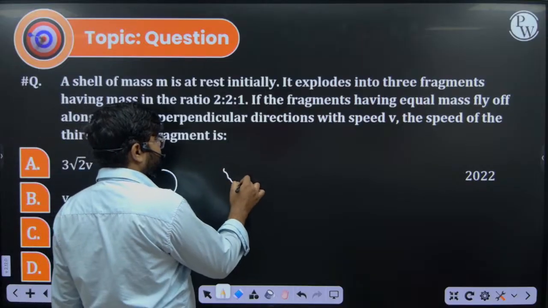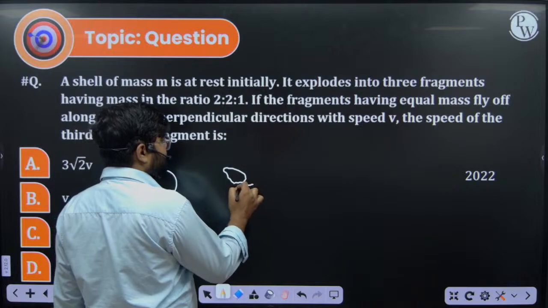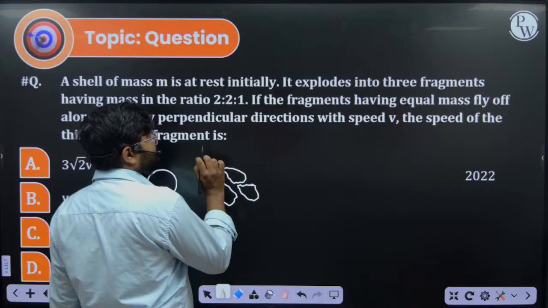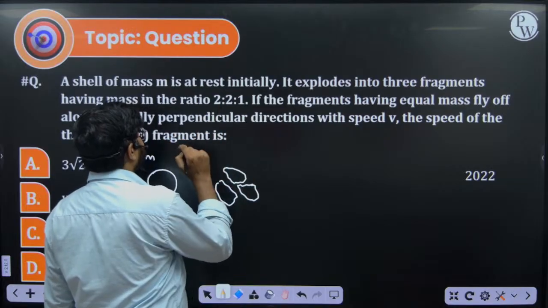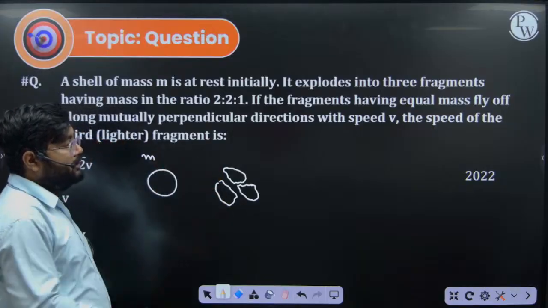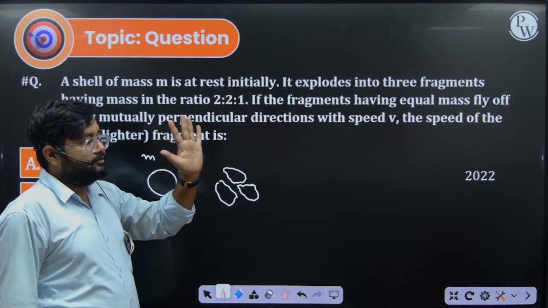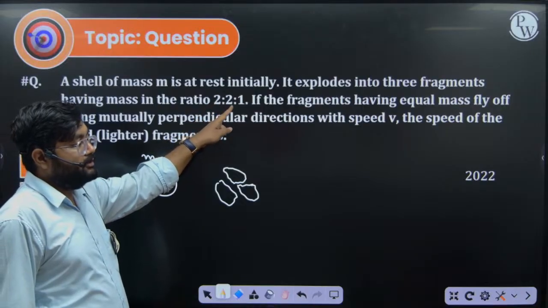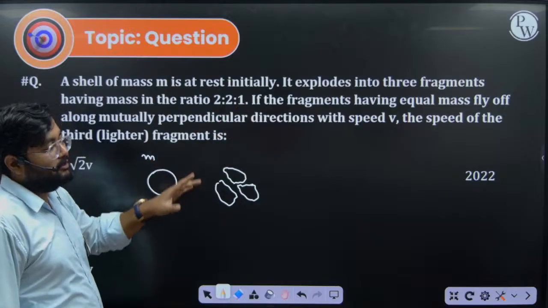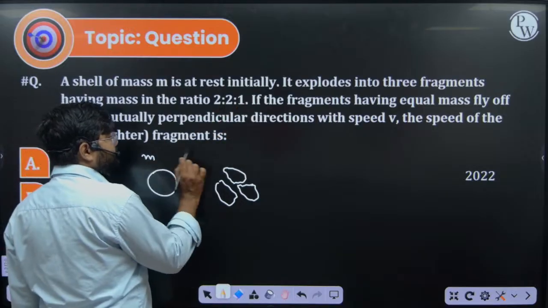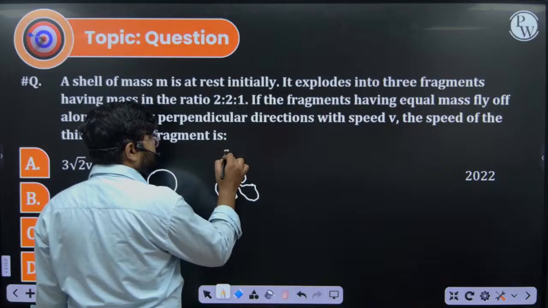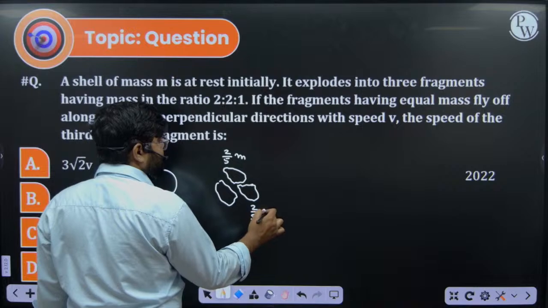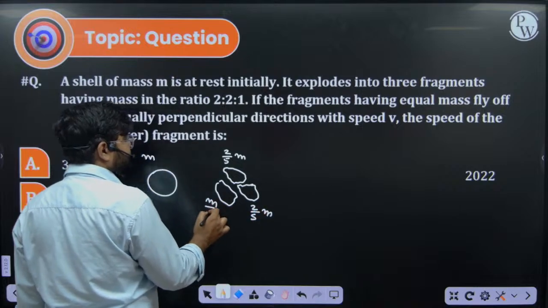One part, one more part, the one last part, in the ratio 2 is to 2 is to 1 by mass. So total parts are 5. So this is 2 by 5 m, this is also 2 by 5 m, and this is 1 by 5 m. This is ratio and proportion: m got divided in the 2 is to 2 is to 1 ratio.